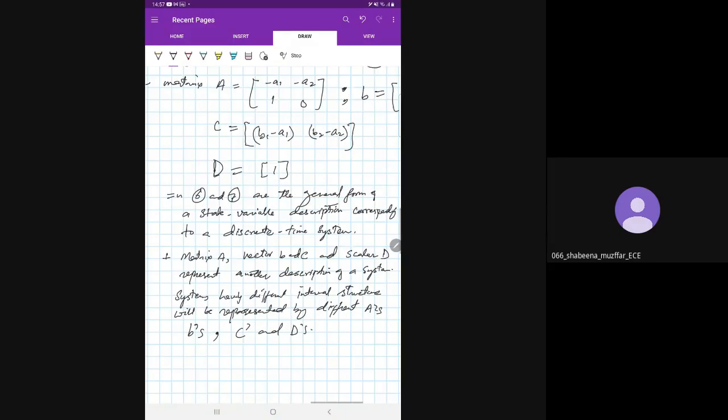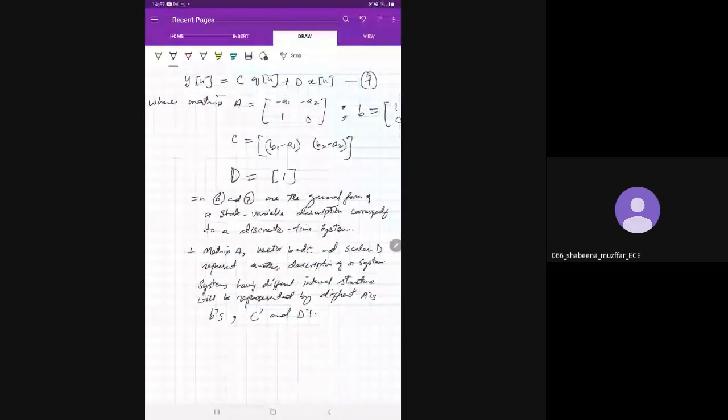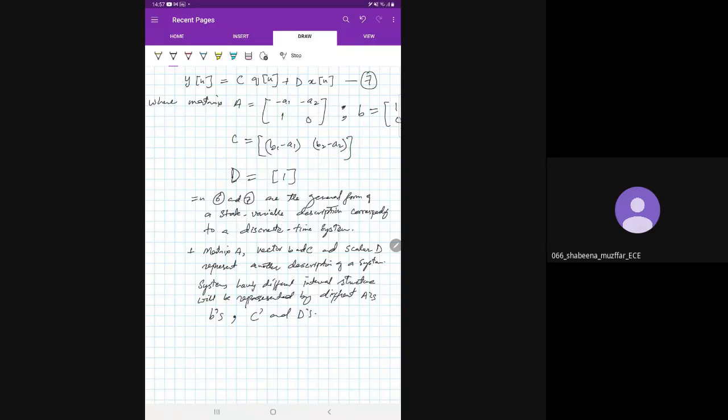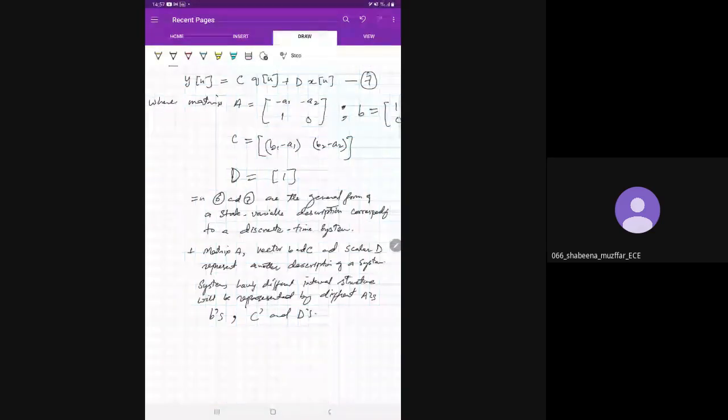I'll take a few more minutes and I'll stop then. Or I'll stop now because you'll have a math class now. If you have a question, you can ask me right now. Otherwise, I'll stop. अगर कोई सवाल है किसी को पूछ सकते हैं.